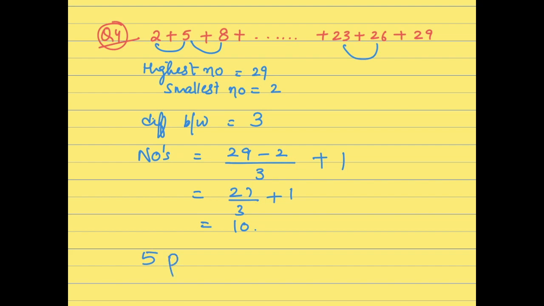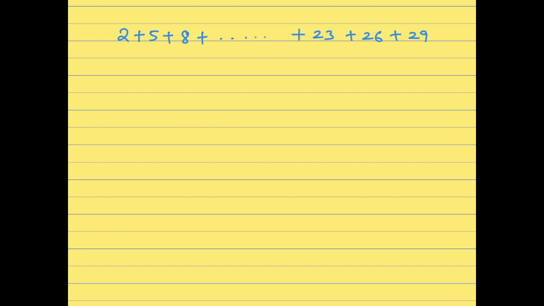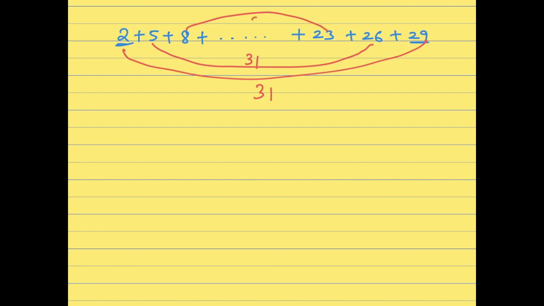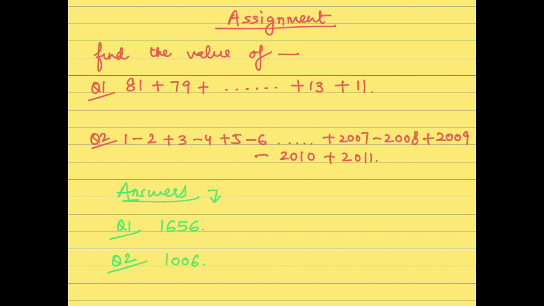10 is an even number. So we will have 5 pairs. So in the sum, we have 5 pairs. Also, we know that if you add 2 and 29, you would get 31. 26 and 5, you get 31. 23 and 8, you get 31. So the sum will be 31. So 5 times 31 is your answer. So it will be 155. So the value of the sequence is 155. So these are the questions for your practice.